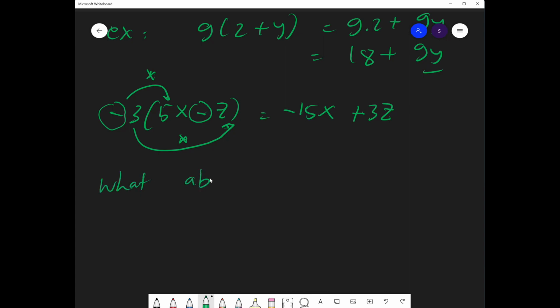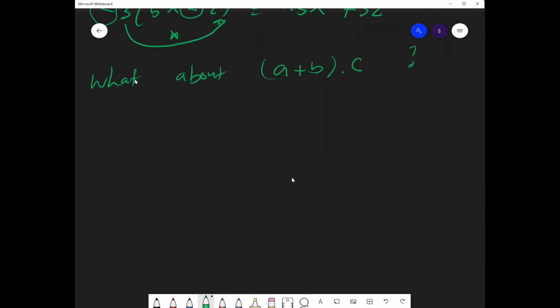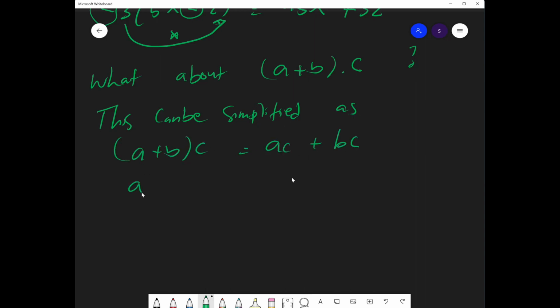And what about a plus b in the bracket times c? To simplify this equation, a plus b in the bracket times c equals ac plus bc, and a minus b times c equals ac minus bc.